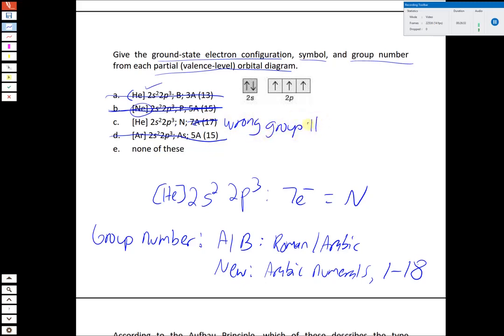It has the correct atomic symbol, but it has the wrong group number, so this answer choice is also out, meaning the only answer that works is none of these. And again, there's a psychological barrier to picking none of these that I recognize may be part of the reason why we got this wrong, but that's going to be the only answer that works here.